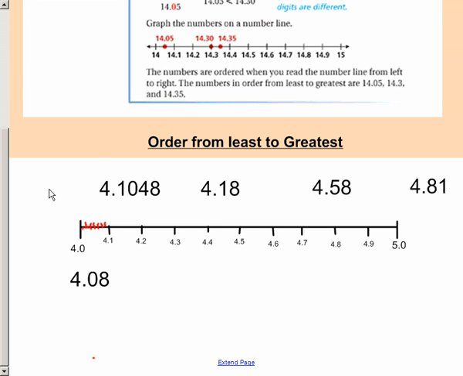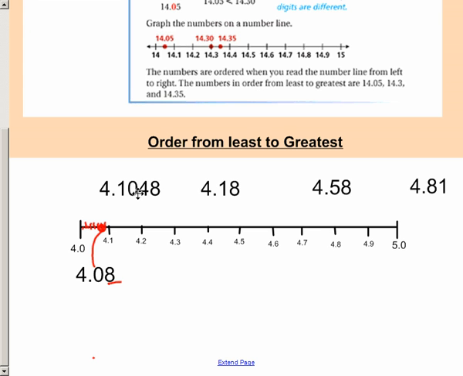4 and 8 hundredths. Well, I have a 0 in the tenths place, but I know because I have this 8, it's larger than 4.0, but it's going to be less than 4.1. So I'm going to put it right about here and then draw a line. This is 8 hundredths, so if I split that into 10, it's going to be right about here. And we'll put a dot.